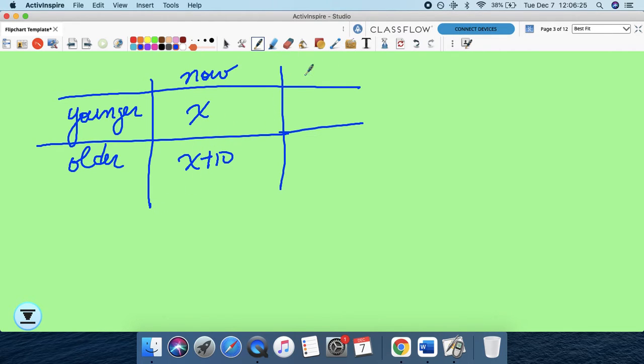In 4 years from now, the younger brother is still going to be younger, but he's going to be a little bit older. He's going to be X plus 4. And the older brother is also going to be 4 years older. So we write X plus 10, whatever his age right now is, and to that we add 4. I can simplify that and write X plus 14. So that's the older brother in 4 years.